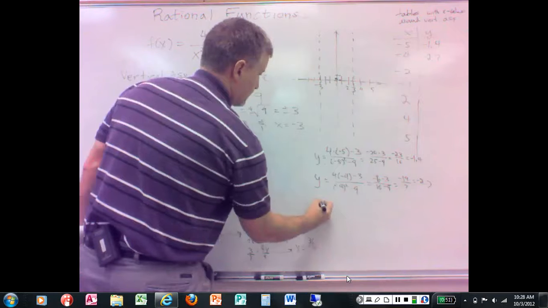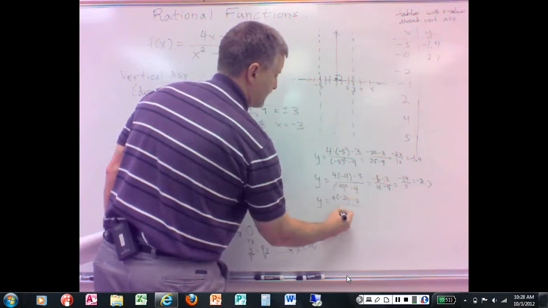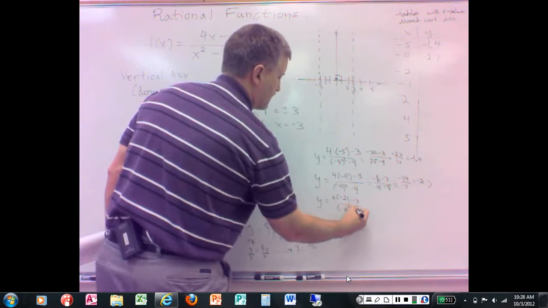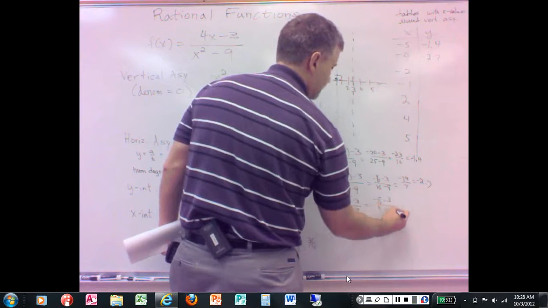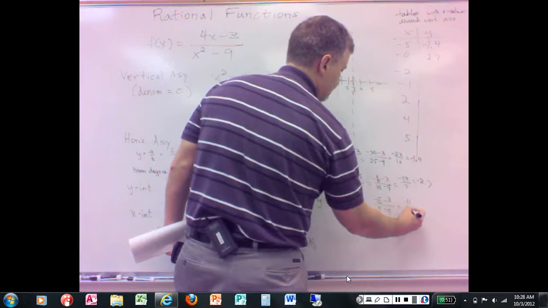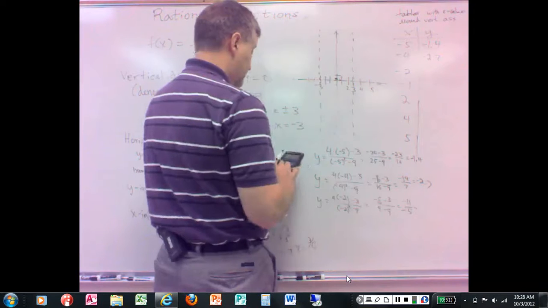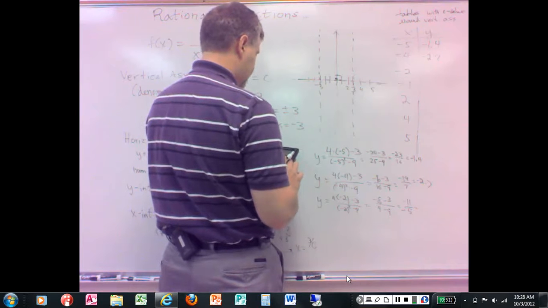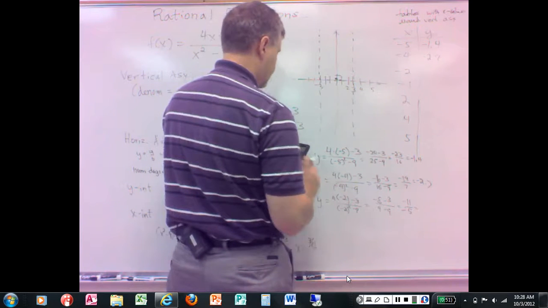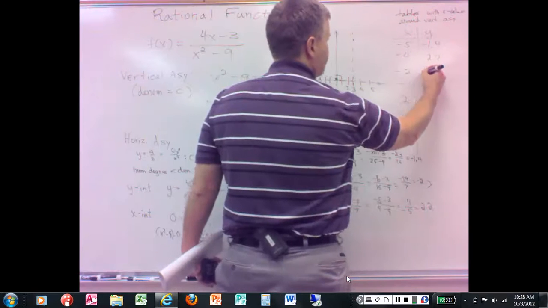And x is negative 2, so we have 4 times -2 minus 3 over negative 2 squared minus 9. That's negative 8 minus 3 over positive 4 minus 9, which is negative 11 over negative 5. That's going to be positive 2.2. All right, at negative 2, I'm at positive 2.2.